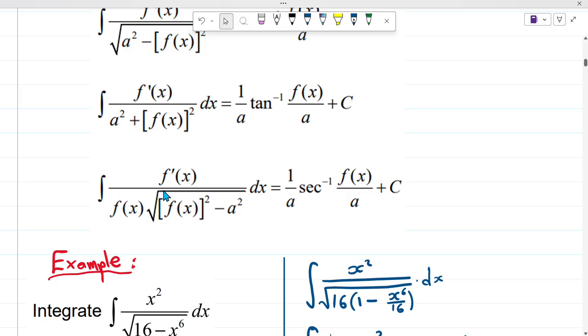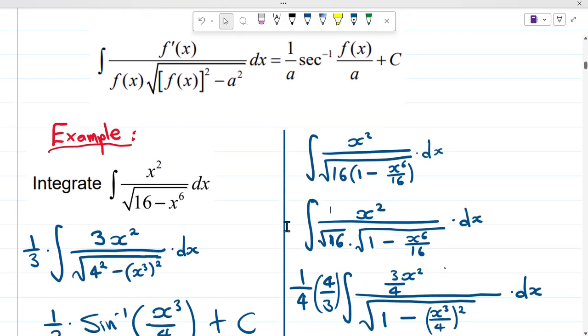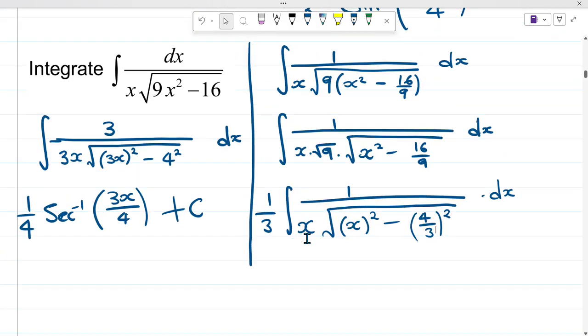So that x should be the same as the x that's here. You understand? There shouldn't be any difference. And then in our numerator, we should have the derivative of this. So if it's x here, then in our numerator we should have 1, because the numerator is the derivative of what's here, you understand? And then there we have a squared. So that's it. We can conclude that that thing is equivalent to 1 over a, sec inverse of whatever thing we're dealing with there over a, plus c. Makes sense, right? So let's quickly go back to this question, and then I finish.